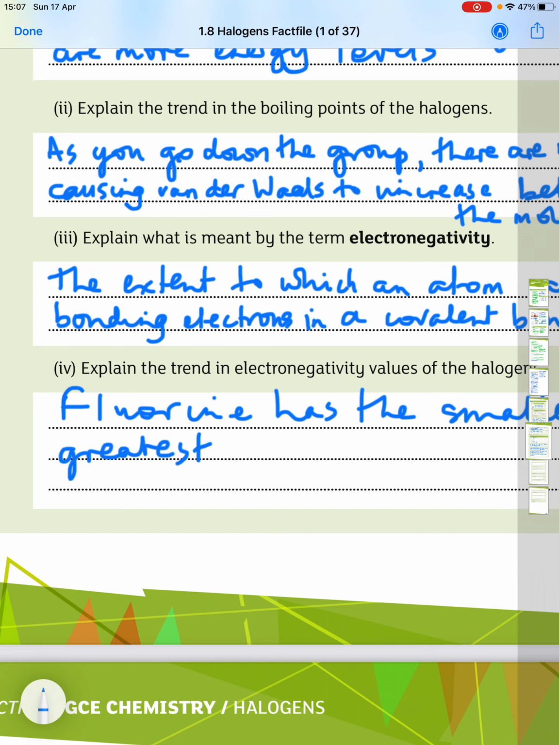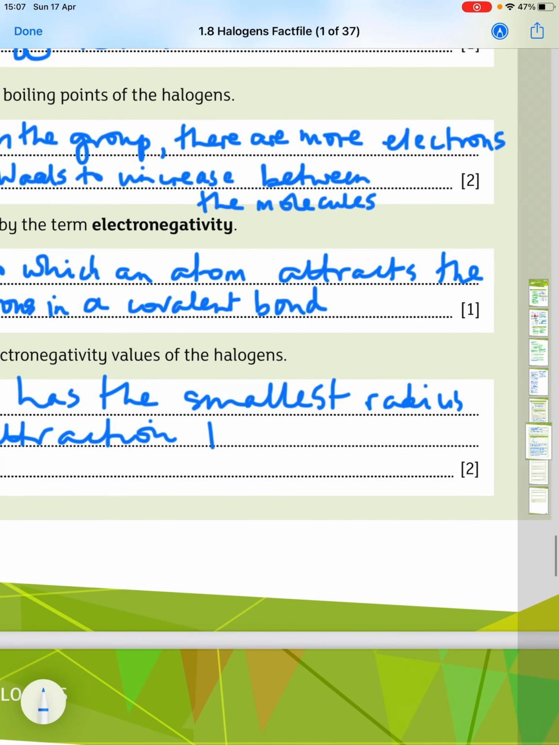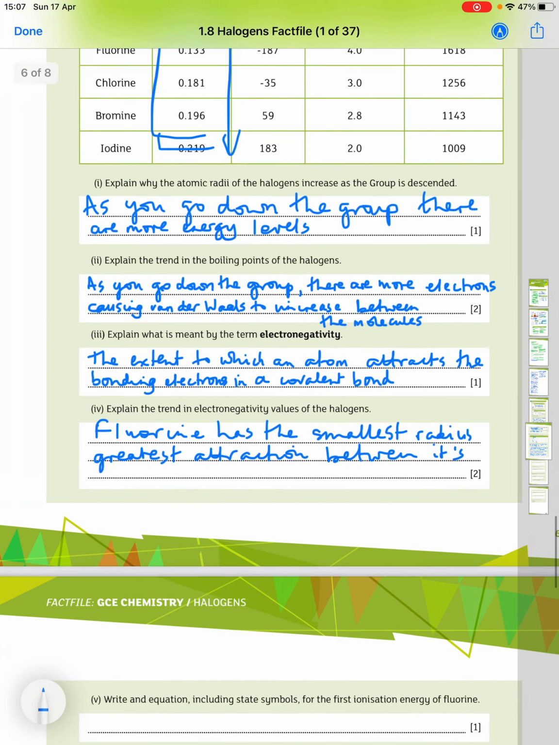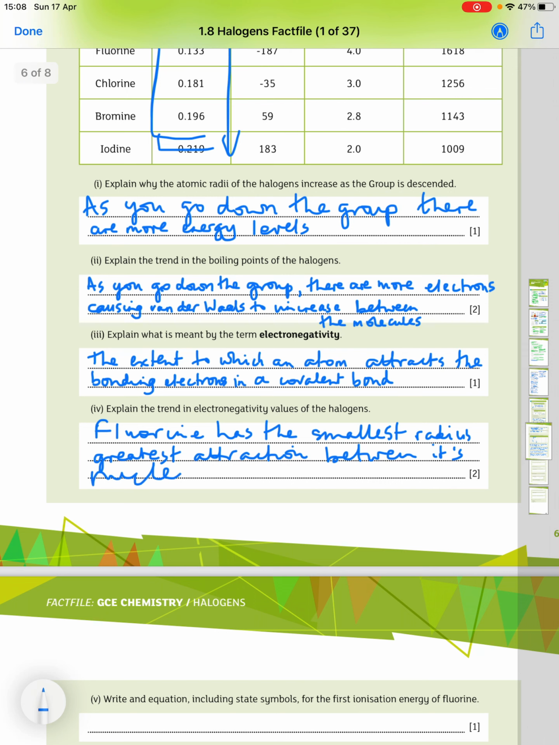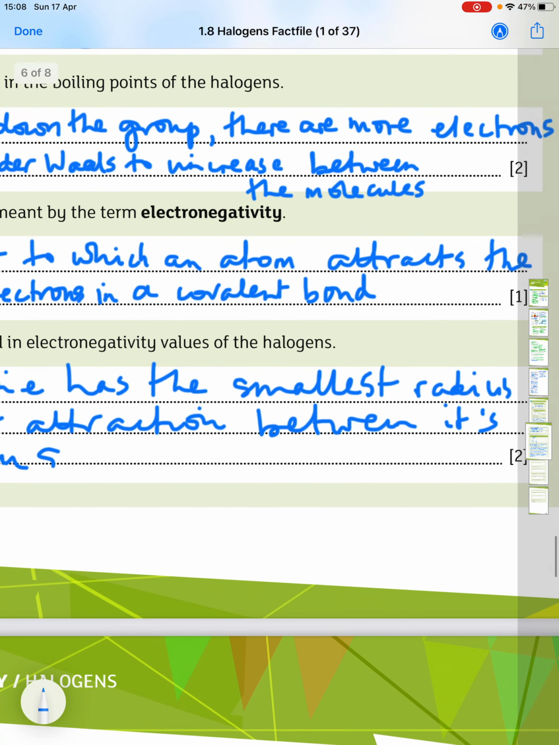And then, so it has the greatest attraction between its nucleus and the bonding electrons.